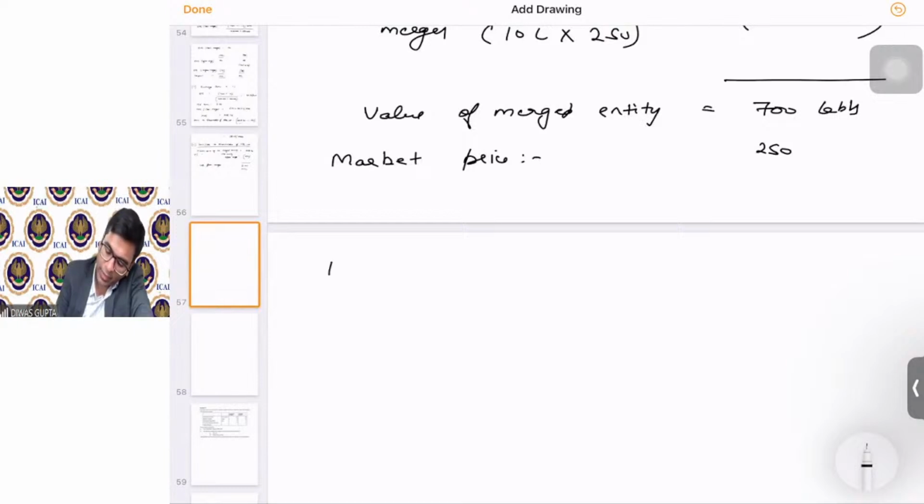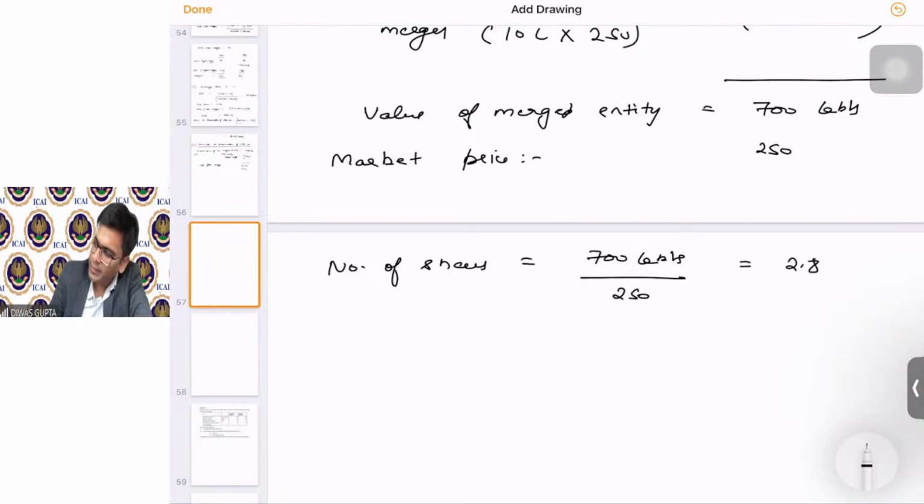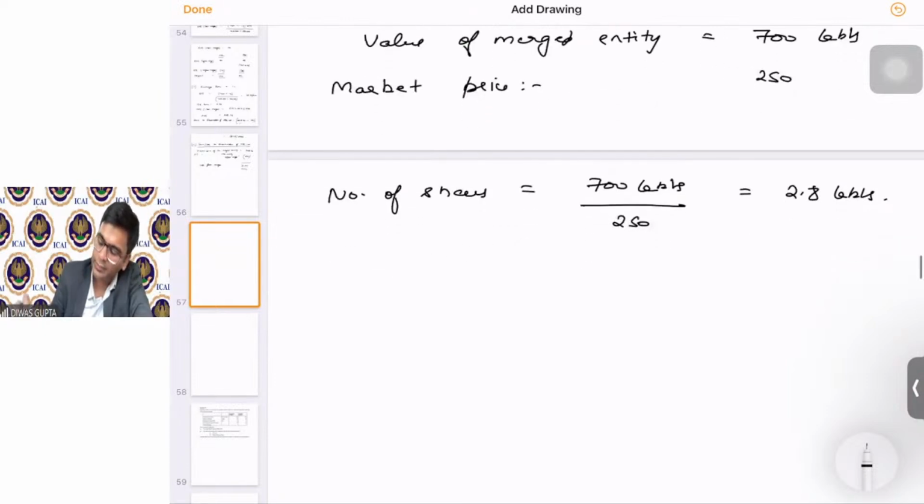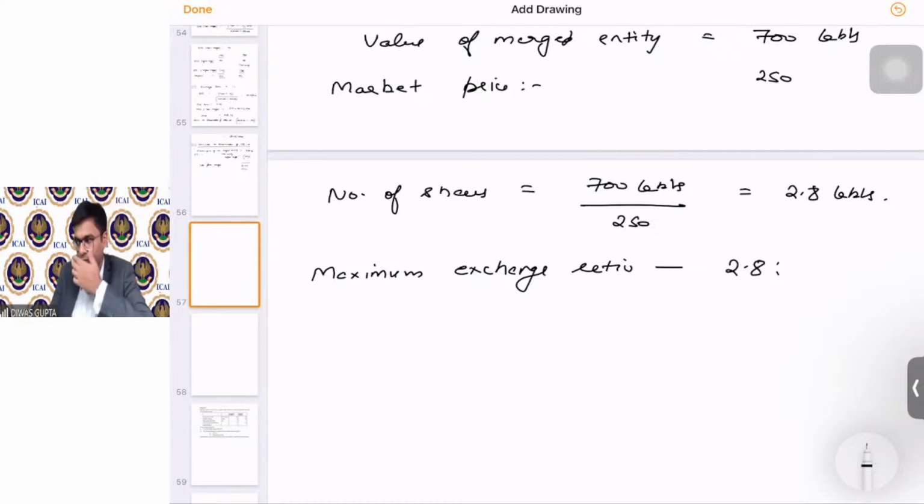If we divide it, then the number of shares that we arrive at is 700 lakhs divided by 250, which is 2.8 lakhs. And hence the maximum exchange ratio becomes 2.8 is to 4 lakhs, right? These are the total number of shares, students. So this again comes out to be the same, which is 0.7 is to 1.